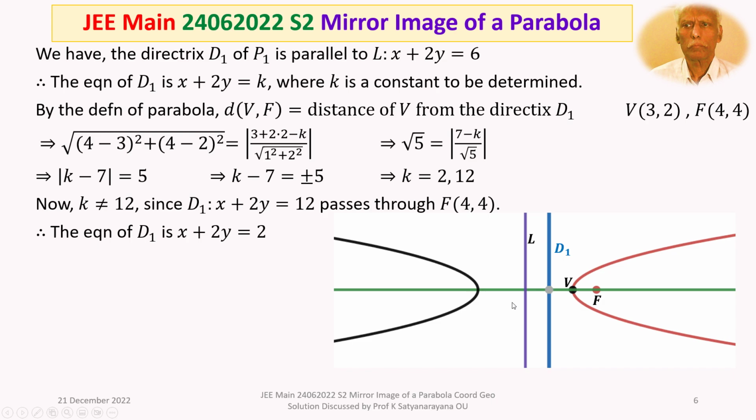So how do we find the directrix of the mirror image of this parabola in this line L? For this black one, this is the parabola. What is the directrix? Directrix will be somewhere here. To find that, you take the directrix d1 of P1 and take its mirror image in the line L, then that will be d2. That will be the directrix of P2. That we will do in the next slide.